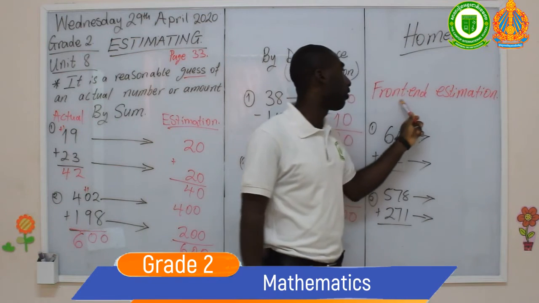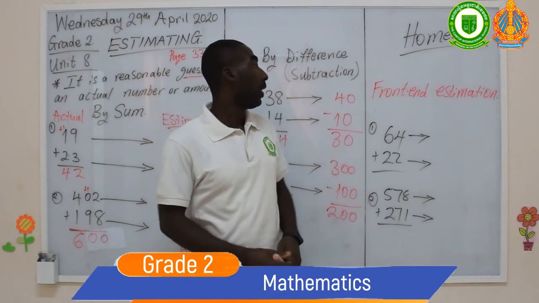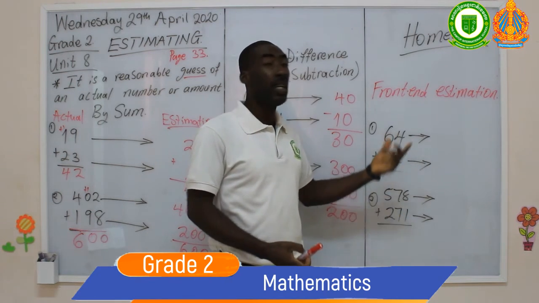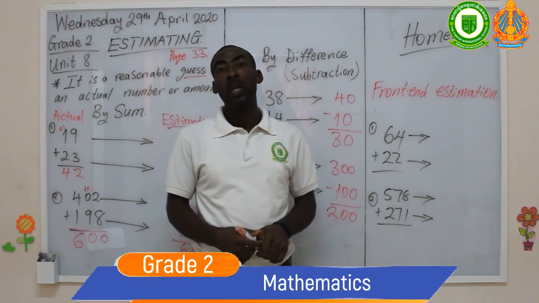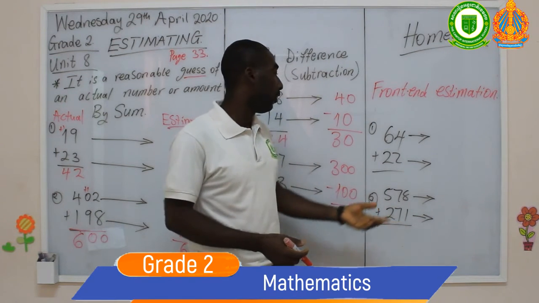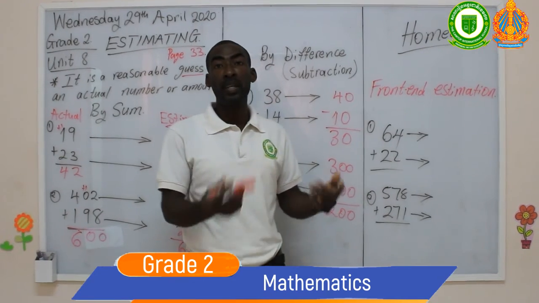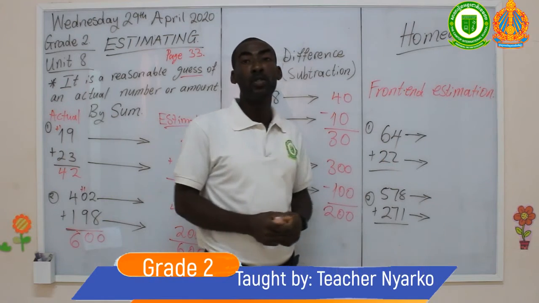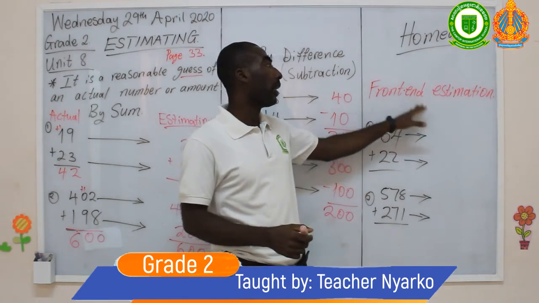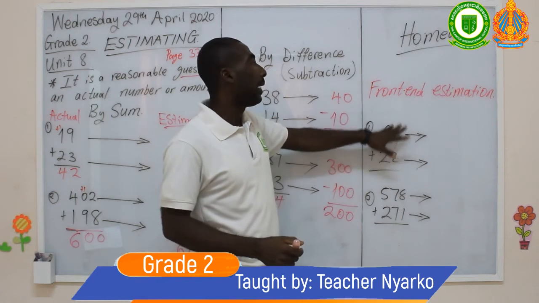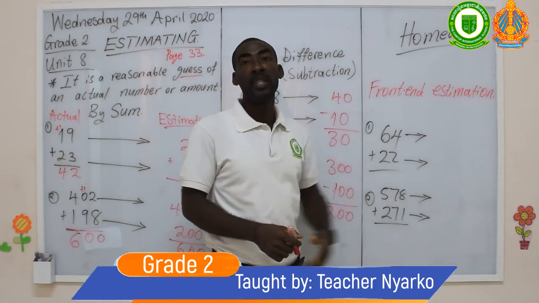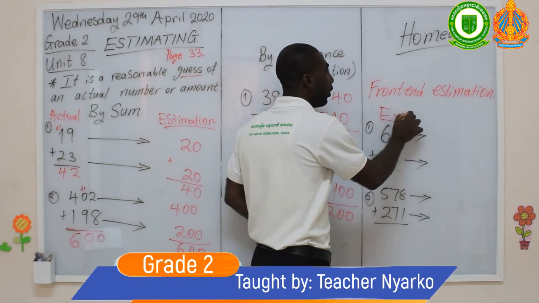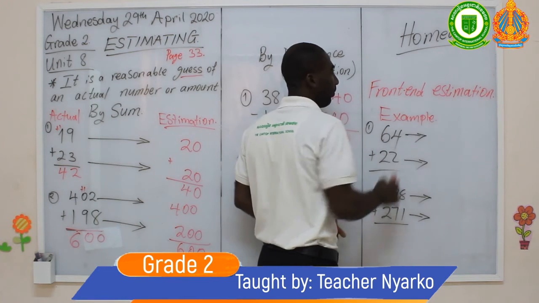So we are supposed to do a front-end estimation. With a front-end estimation, what you're supposed to do is that if your digit is 2, you need to round it off to the nearest 10. If your digit is 3, you have to round it off to the nearest 100, okay? So this is an example that I'm going to do for you to see how you can do your homework by doing front-end estimation, okay?